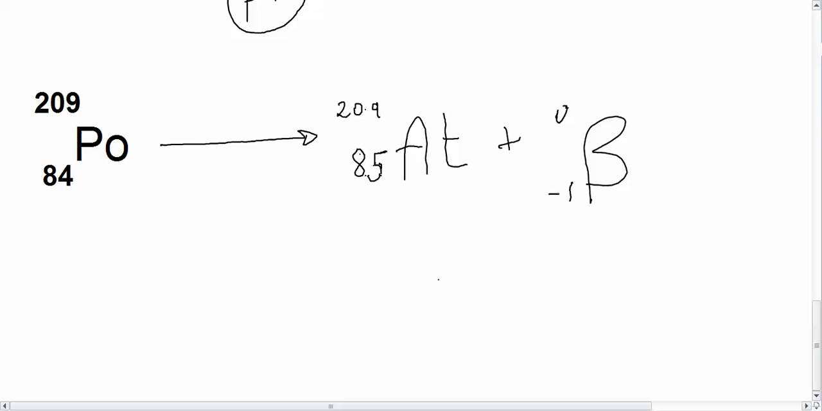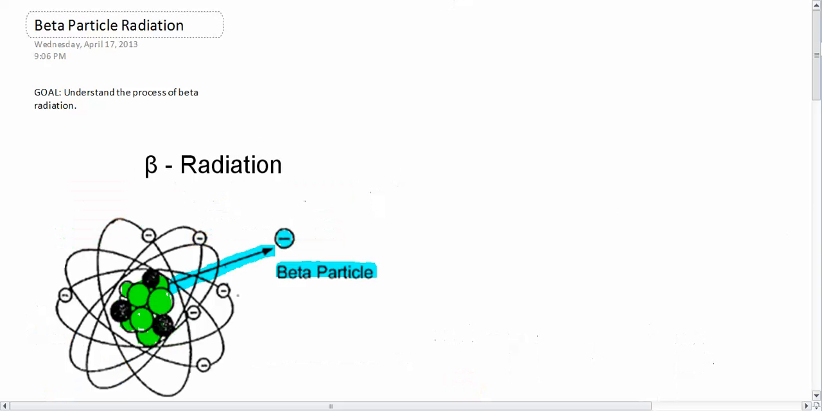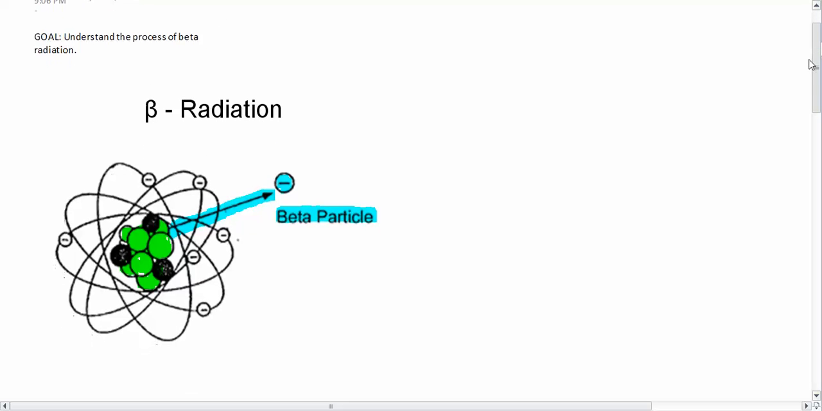So quick recap on today's lesson. The goal is to understand the process of beta radiation. You learned that a beta particle is similar to an alpha particle in that it's a type of radiation that comes from inside the nucleus. But other than that, it's fairly different because it's much smaller and it has a negative charge.